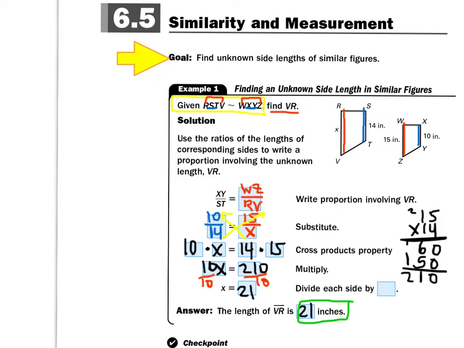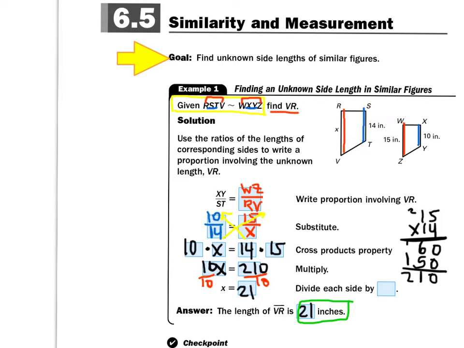So the first thing I did with my red is I marked V to R, and then I found it over here, V to R, so the last letter to the first letter. Then I used my red and did Z to W, and I marked that. They want us to use ratios to set up a proportion to solve it.